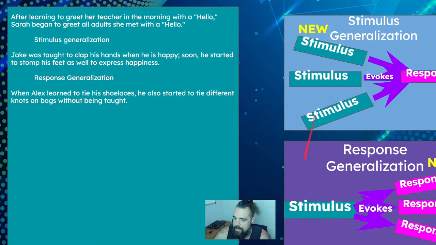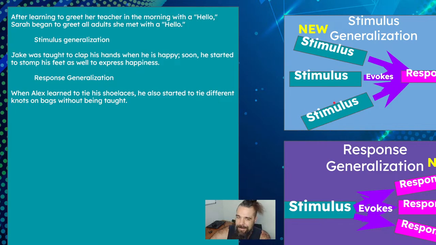So there was a new context. There was also a new response that was generated because he's trying different knots. So it's a similar but new response. So this is actually an example of both stimulus and response generalization.